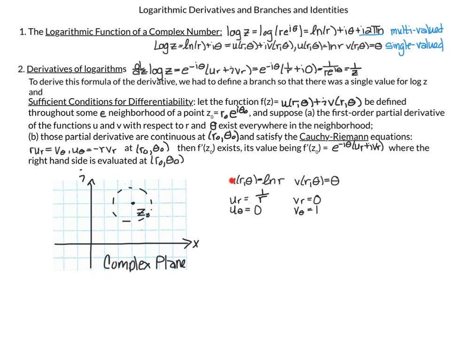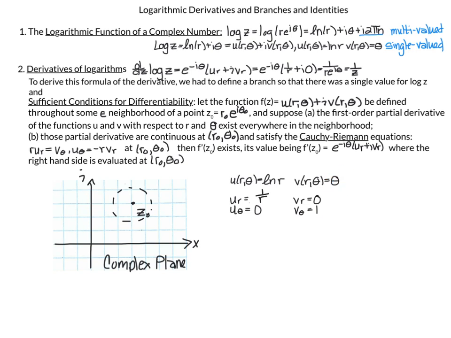So here we have u of r, theta is equal to natural log of r. So the partial derivative of this function with respect to r, so the derivative of natural log of r with respect to r, is 1 over r. The partial derivative with respect to theta is equal to 0 because there are no theta terms. Here the partial derivative of v with respect to r is 0. The partial derivative with respect to theta is equal to 1.